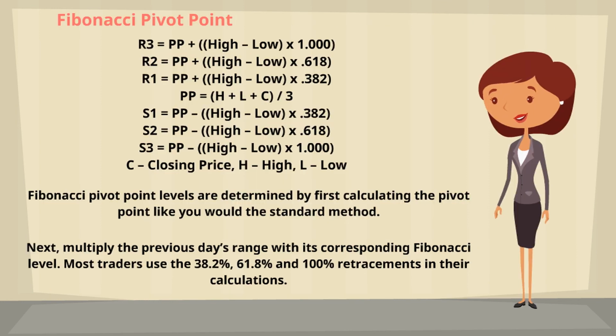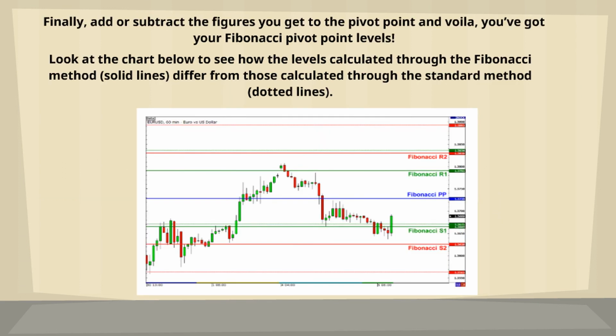Fibonacci pivot point. Here is the Fibonacci pivot points formula mentioned. Fibonacci pivot point levels are determined by first calculating the pivot point like you would the standard method. Next, multiply the previous day's range with its corresponding Fibonacci level. Most traders use the 38.2%, 61.8% and 100% retracements in their calculations. Finally, add or subtract the figures you get to the pivot point and voila, you've got your Fibonacci pivot point levels.